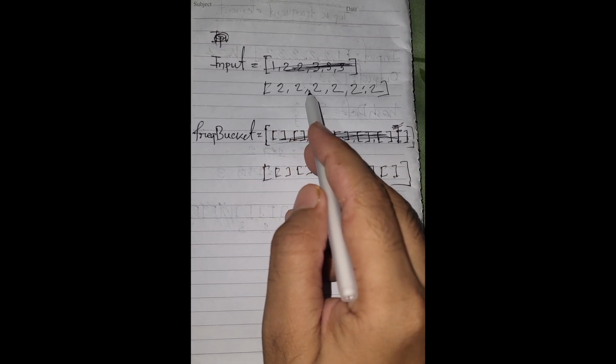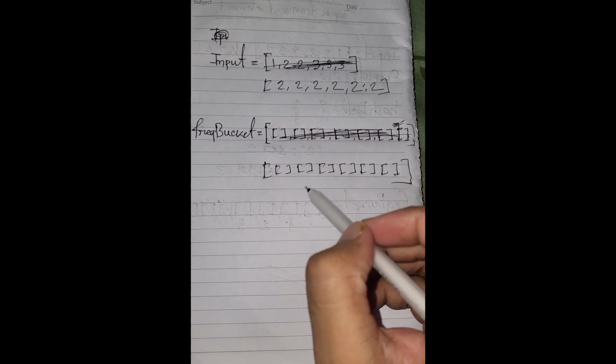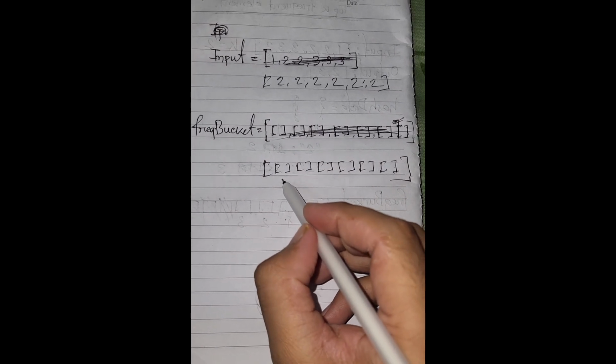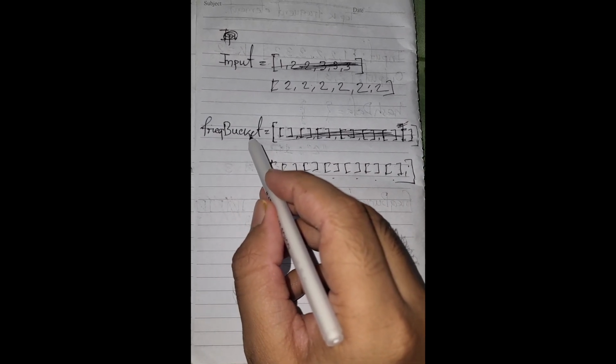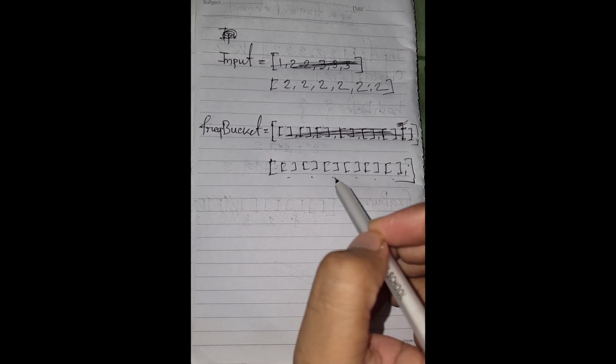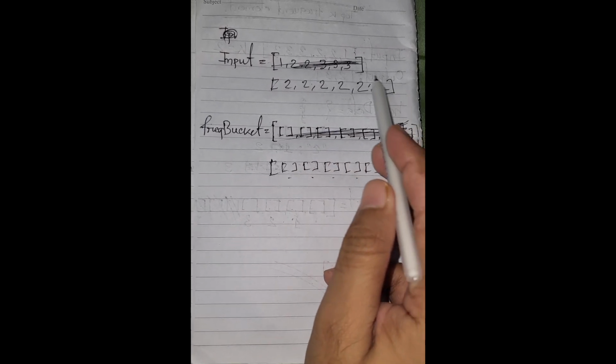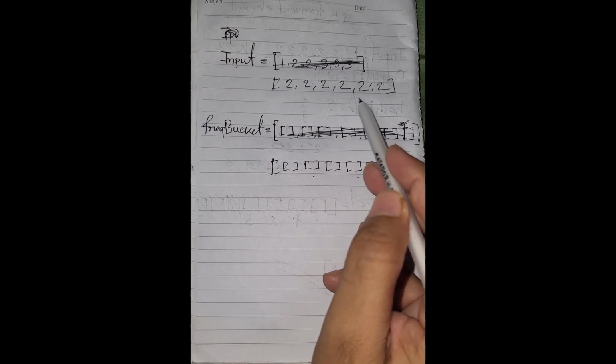So 2 appears 6 times, right? So I have to go to index 6. 0, 1, 2, 3, 4, 5. Wait a minute. I don't have any more arrays left to insert 2 at index 6. That means I should have taken 1 more empty array right here. And that's exactly why in our freq bucket variable, we want to take 1 more empty array. Whatever the amount of input we have, we want to take 1 more.